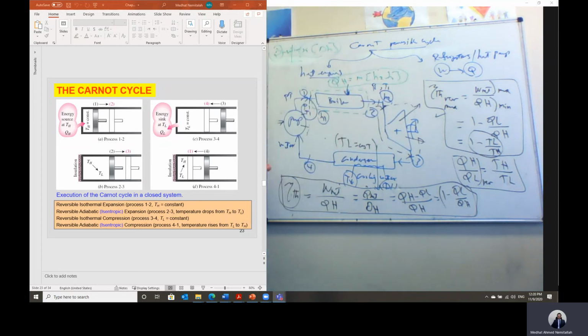So in some cases, you may be given a steam power plant, with the condition of the steam at the inlet of the boiler and the condition at the outlet of this boiler. Then we can apply the first law of thermodynamics. For this boiler, we have a steady flow open system.